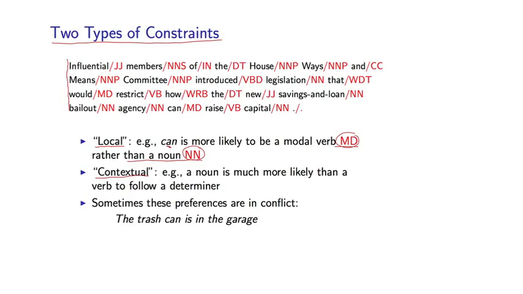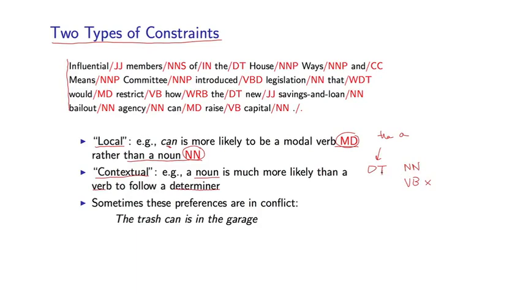But we have to balance these local constraints against what I'll call contextual constraints, which are that some part of speech sequences are much more likely than others. So as one example, a noun is much more likely than a verb to follow a determiner. If I have a determiner, the tag is DT, this is a word like the or a. After a determiner, I'm very likely to see a noun. NN is a noun. I'm much less likely to see a verb. So there's contextual information. Some tag sequences are much more likely than others.